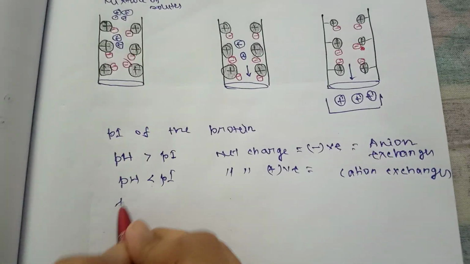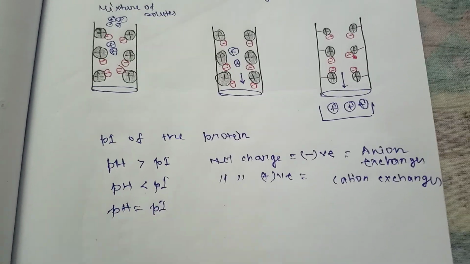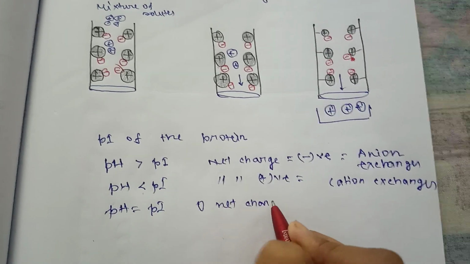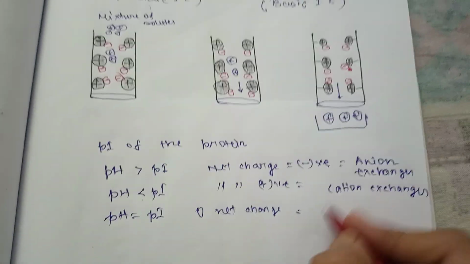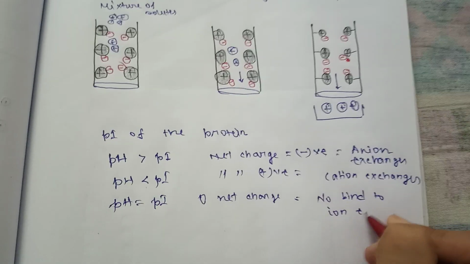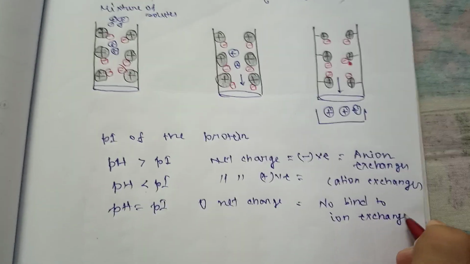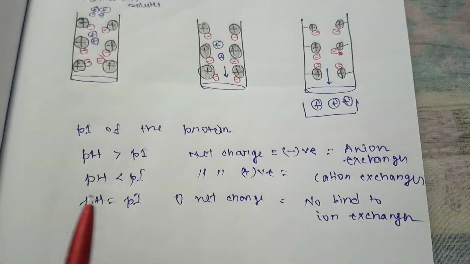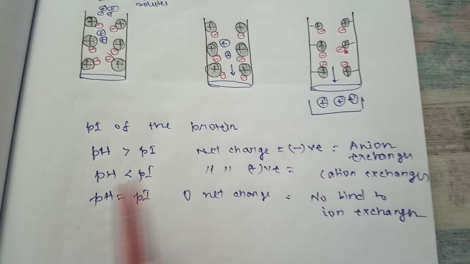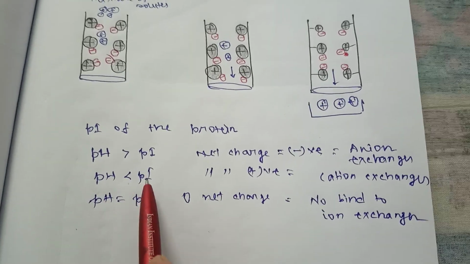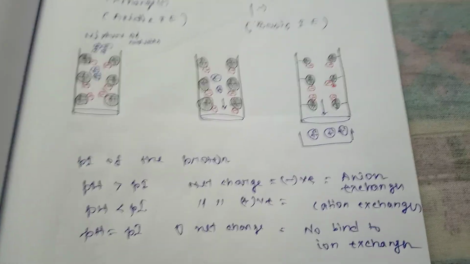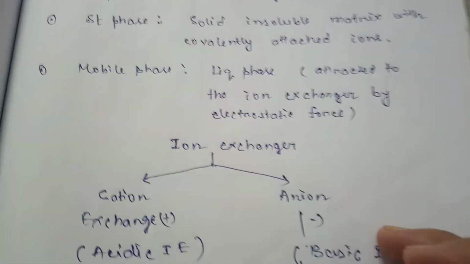Now when pH is equal to pI, what will happen? There is no net charge, zero net charge, right? That means no binding to the ion exchanger. So if the pH of the solvent is greater than pI, you have to use the anion exchanger. If the pH of the solvent is less than the pI of the protein, then you have to use the cation exchanger, right?